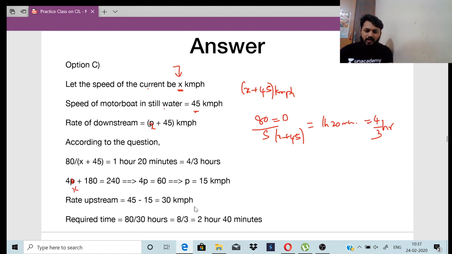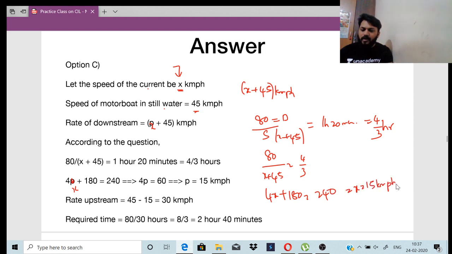It is x, okay? So you'll get 80 divided by x plus 45 is equal to 4 by 3. Cross multiply, you'll get the equation here, right? Which is 4x plus 180 is equal to 240. So x will be 15 kilometer per hour.